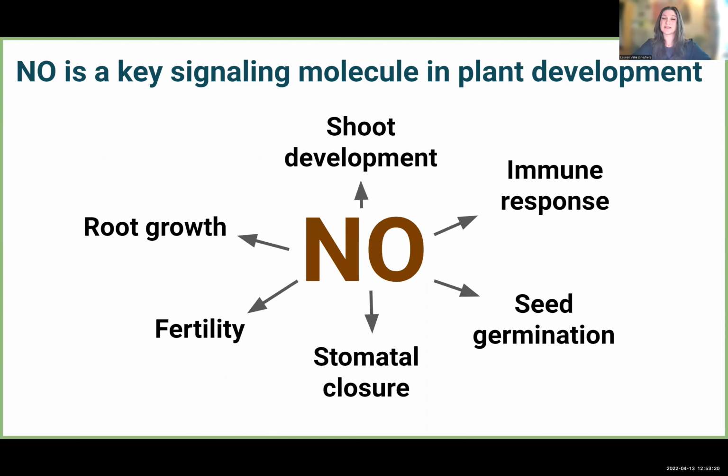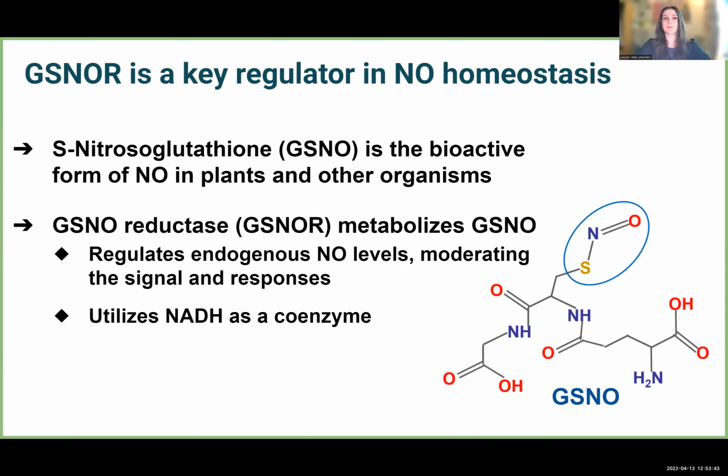So first, some basic background. Nitric oxide is a key signaling molecule in plant development, as well as in humans and organisms at large. In Arabidopsis specifically, it is involved in shoot development, root growth, fertility, stomatal closure, immune response, and seed germination. These are all processes vital for both normal plant development and stress response, including heat stress and drought stress.